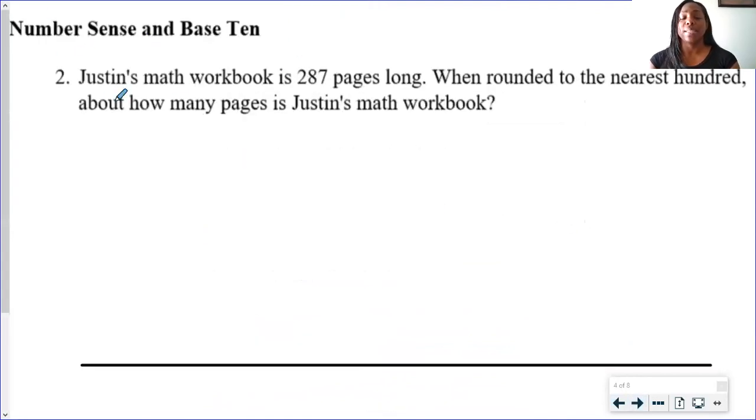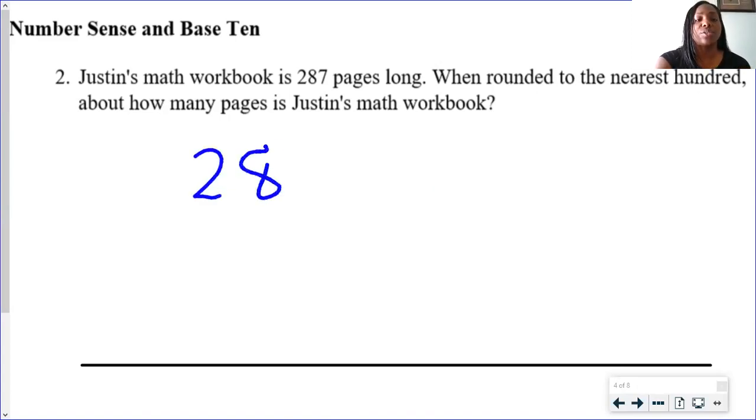Number sense in base 10, question number 2. Justin's math workbook is 287 pages long. When rounded to the nearest 100, about how many pages is Justin's math workbook? So, what have we learned when it comes to rounding? I know that if I want to round to the nearest 100, I should make sure I understand what number is in the hundreds place.